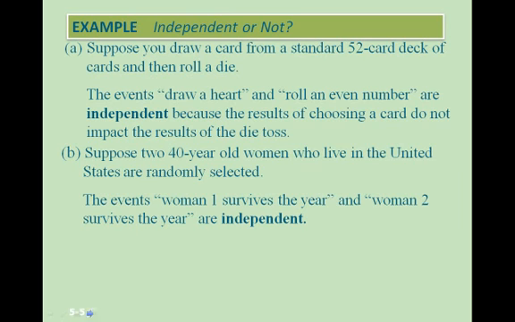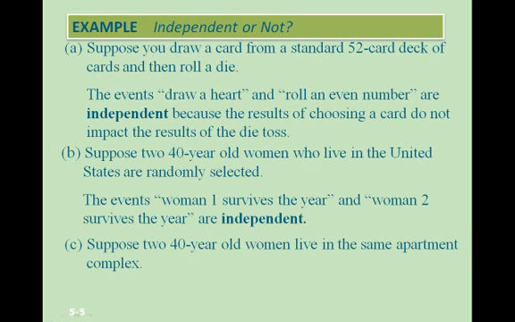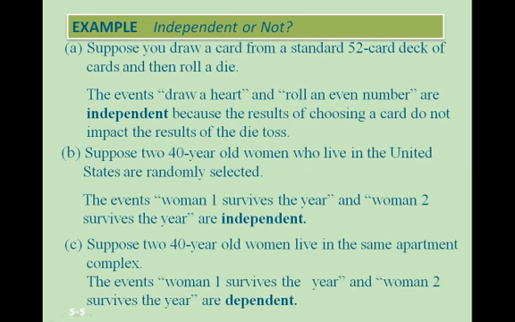But now let's look at C. Suppose our two 40-year-old women live in the same apartment complex. Now they are linked by something common. So that causes our two events, that woman 1 survives the year and woman 2 survives the year, to now be dependent, because now that one woman survived the year might affect the likelihood that the other one did.